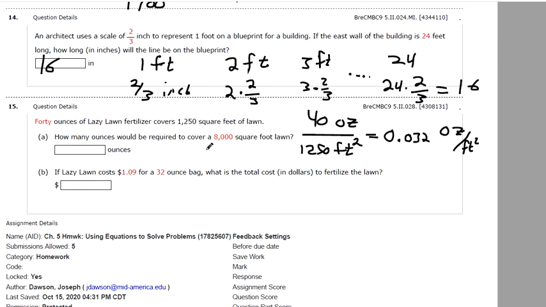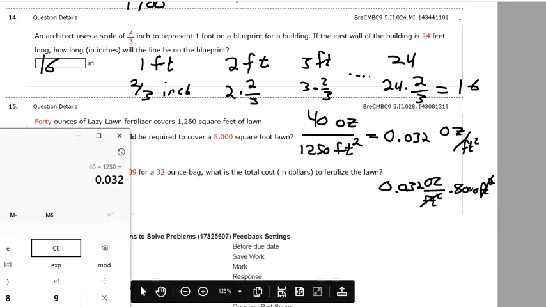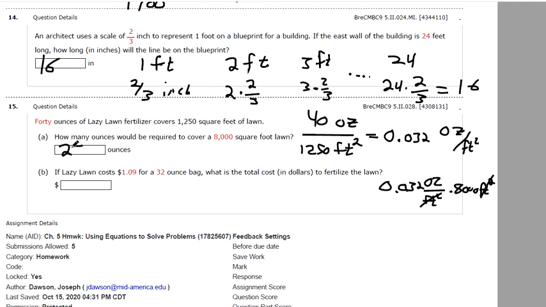So to find out how many ounces we need to cover 8,000 square feet, you take the ounces per square foot and multiply it by the 8,000 square feet. Okay, because if you do that, these cancel out, and now it'll give us ounces for our final answer. So it's going to cost us 256 ounces. That's for part A.